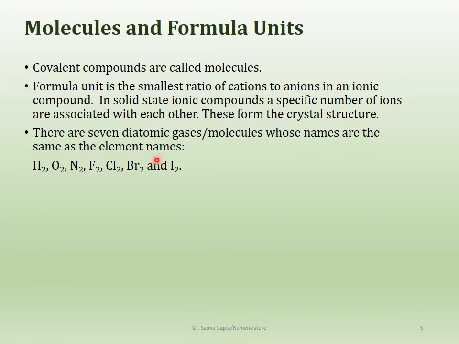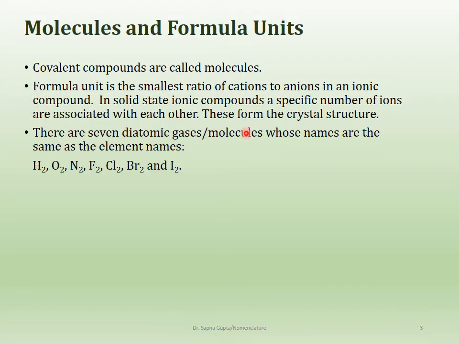Okay, molecules and formula units. Compounds that are formed because of covalent bonding are known as molecules. Compounds that are formed because of ionic bonding are called formula units. And that is because ions do not exist as just one and one. They form an entire crystal structure, okay? And so the minimum number that you require to form a formula is called a formula unit. Molecules, on the other hand, can exist by themselves in small numbers. So that's why covalent compounds are called molecules, whereas ionic compounds are called formula units.